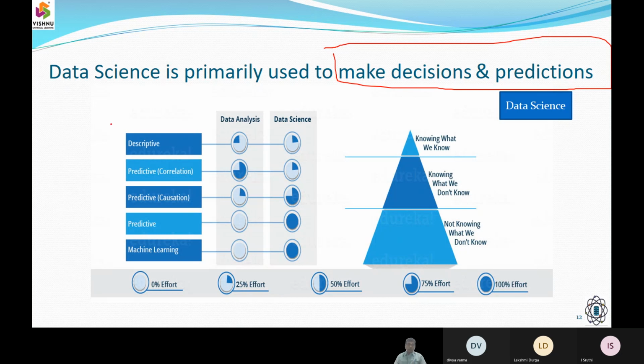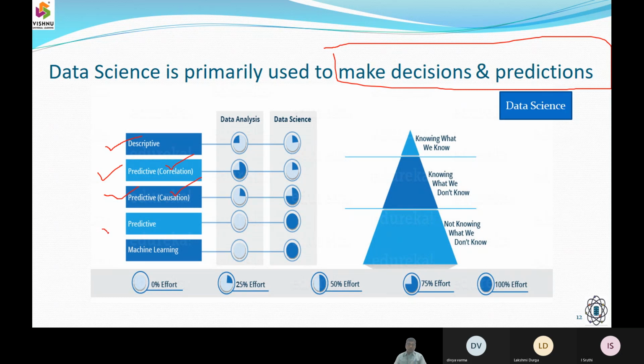The way in which the data scientist will put his usage and his algorithms will be, one, what we can call a descriptive way. Two, we are going to call it a predictive way. When we say it is a predictive way, again there will be two intentions. One, we call it correlation. Two, we call it causation.